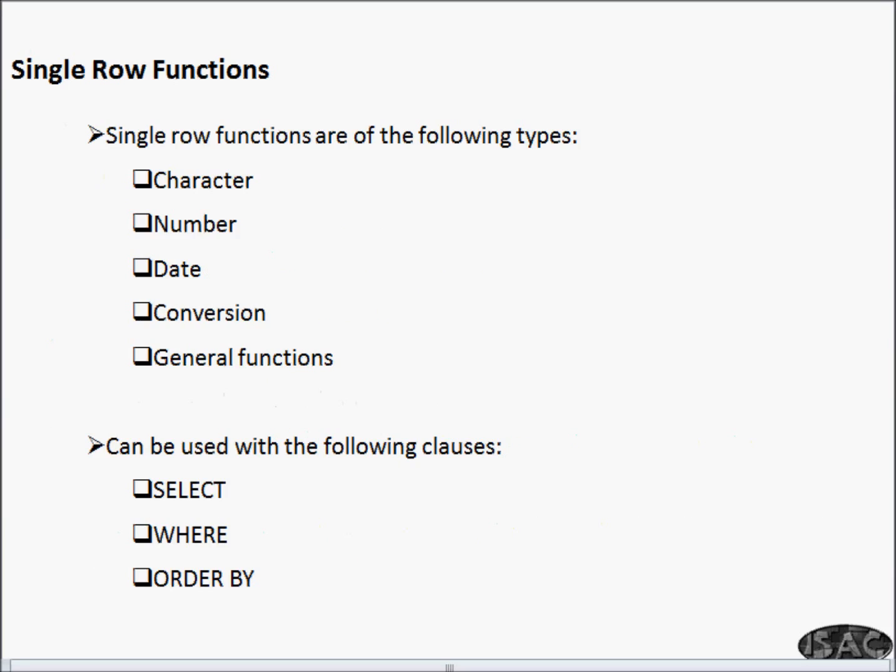Now the functions are categorized again. If we talk about the single row functions, we have character functions, number functions, date functions, and conversion functions. There are also some general functions. These are all single row functions, and we can use them with the select clause, where clause, and order by. So with these three clauses we can use these functions.